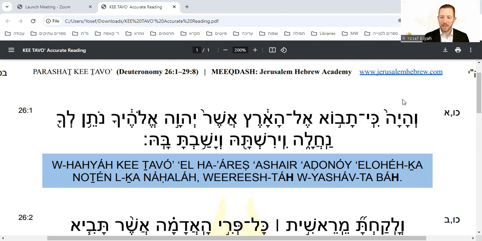Repeat after me. Wahaya, ki tavo, el ha'aras, asher Adonai Elohecha, nothen lecha, nahala, wirishta, vayashavta, ba. Notice how there is a dot inside the he in some of these words.